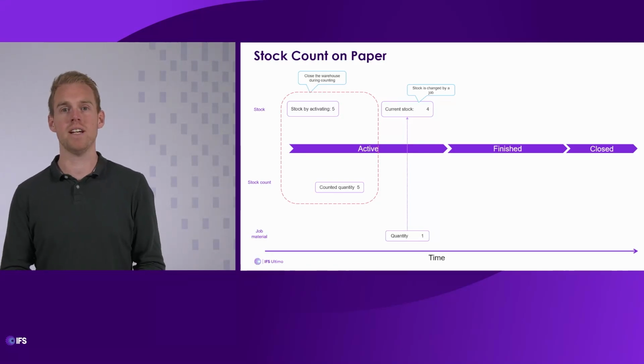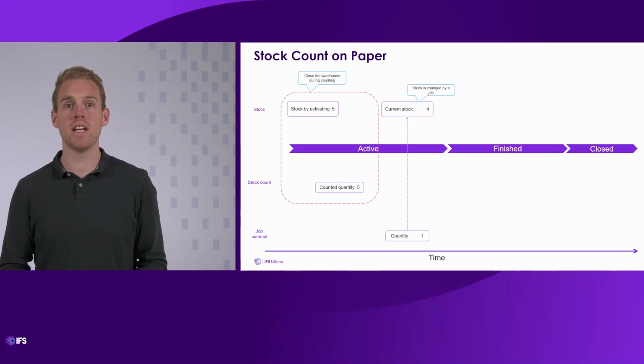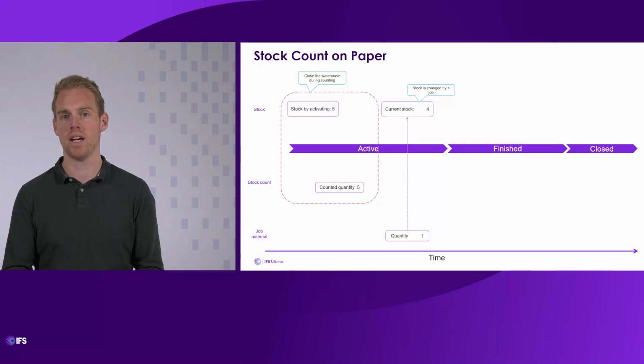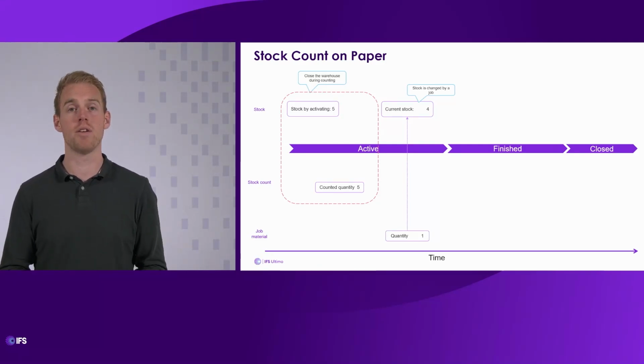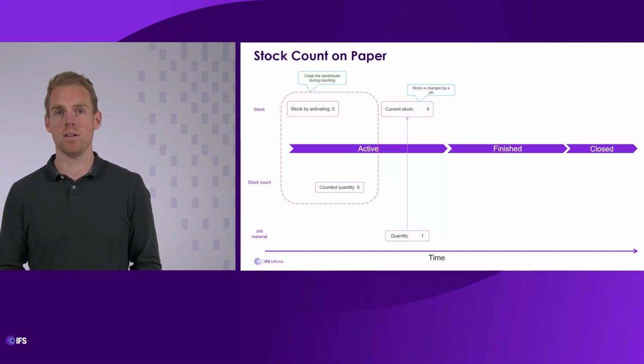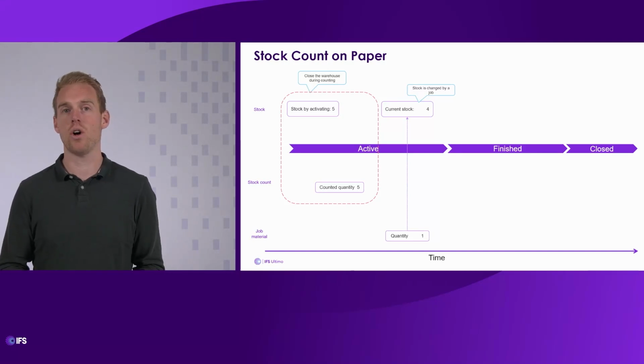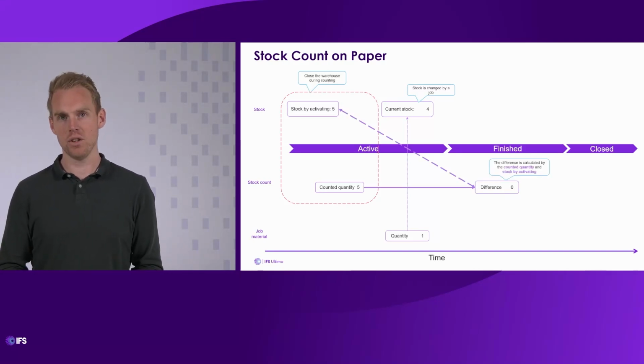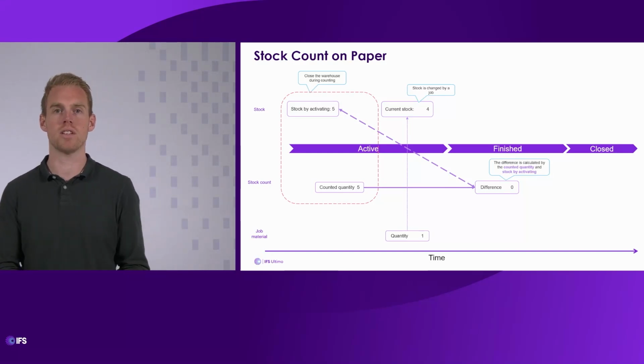It is not a problem that after that, somebody, for example an engineer, grabs an item out of the warehouse. And the stock will be changed. If the job material line is approved, the stock will be changed to 4. But it is not important, because when you enter it in Ultimo, maybe at the end of the day or the day after, we do a calculation of the stock count. We do that by the difference between the counted quantity, that was 5, and what it was when activating the stock count. So in this case, it was also 5. So the difference is 0.